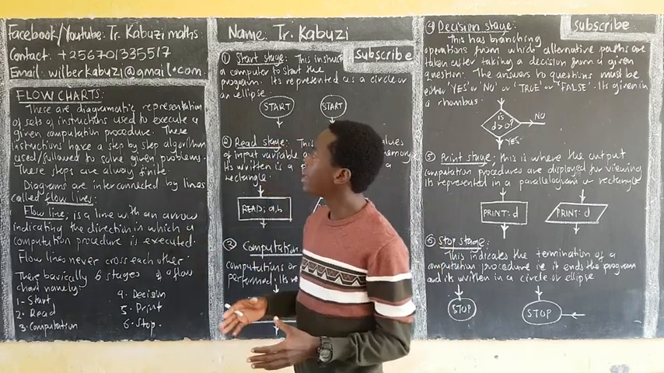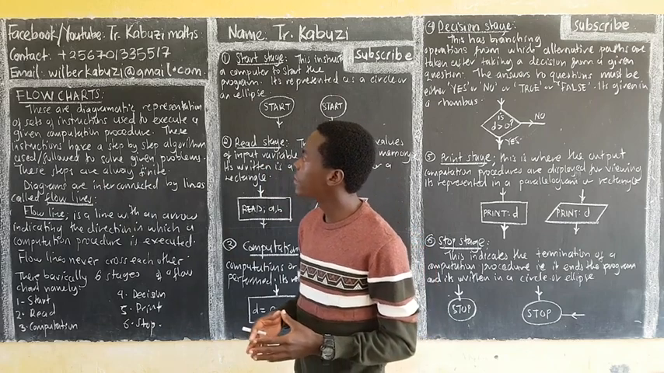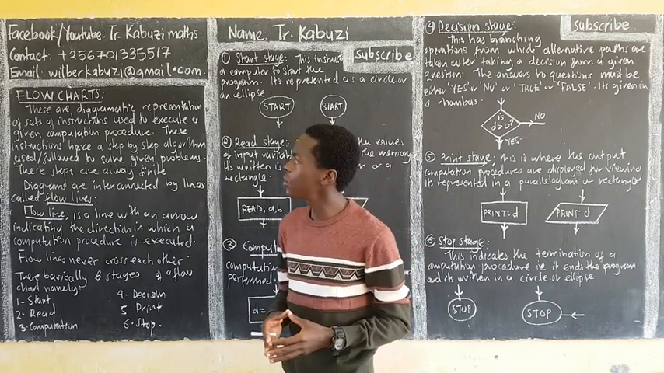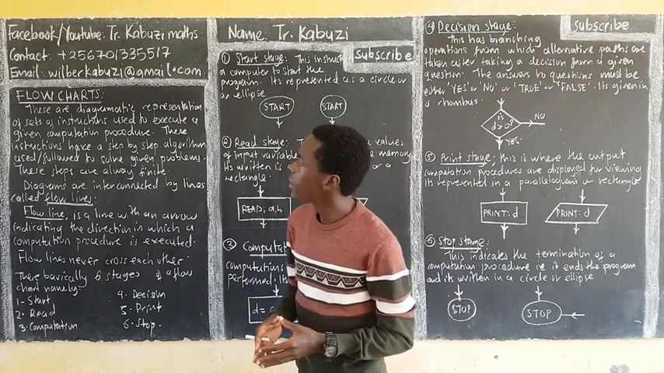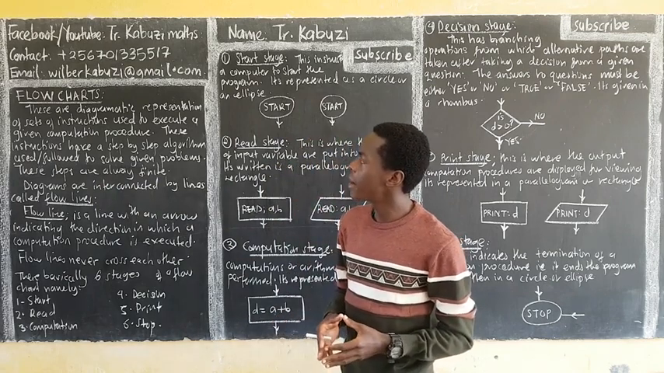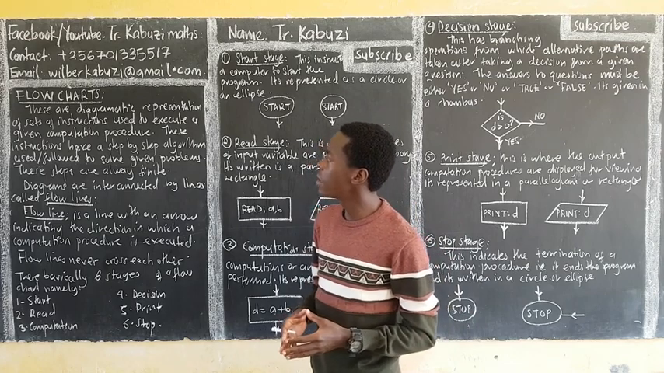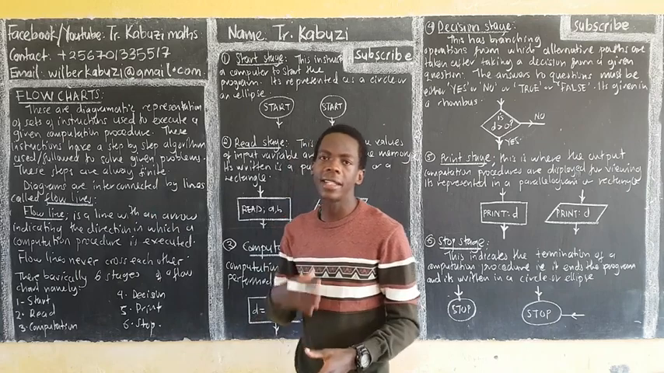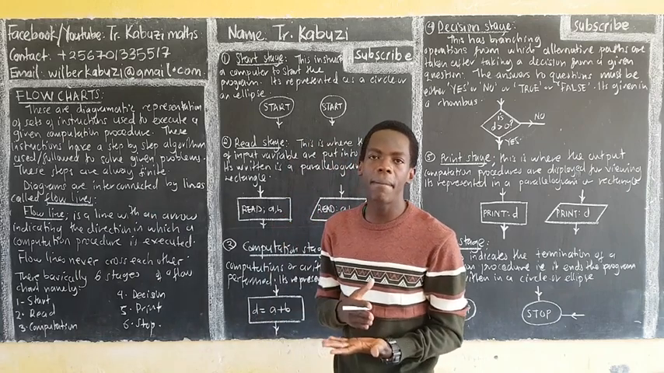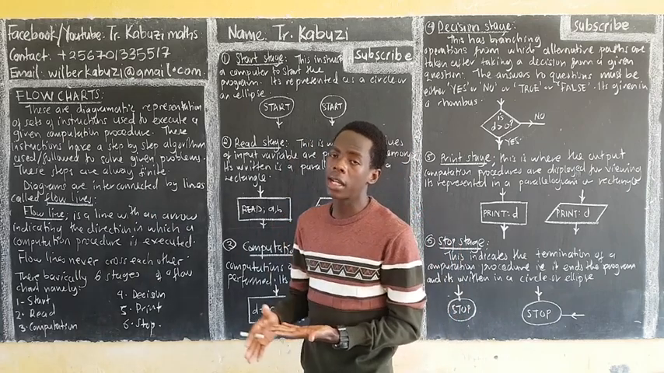These are the graphical representation of sets of instructions used to execute a given computation procedure. These instructions have a step-by-step algorithm used or followed to solve a given problem. These steps are always finite, so there is a finite number of steps we have to take to do something.